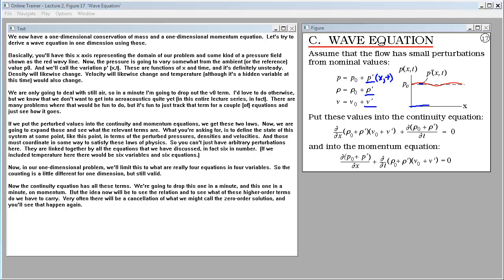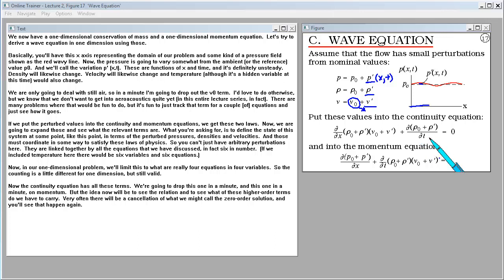We're going to only deal with still air, so in a minute I'm going to drop out the V0 term. I'd love to do otherwise, but we don't want to get into aeroacoustics quite yet in this entire lecture series. In fact, there are many problems where that would be fun to do, but it's fun to just track that term for a couple equations and see how it goes. If we put the perturbed values into the continuity and momentum equations, we get these two laws. Now, we're going to expand those and see what the relevant terms are.